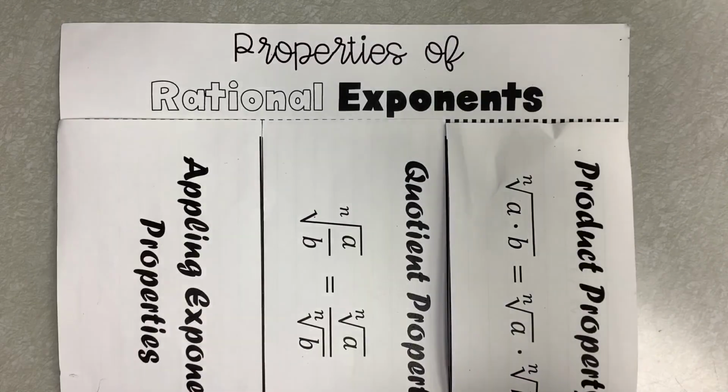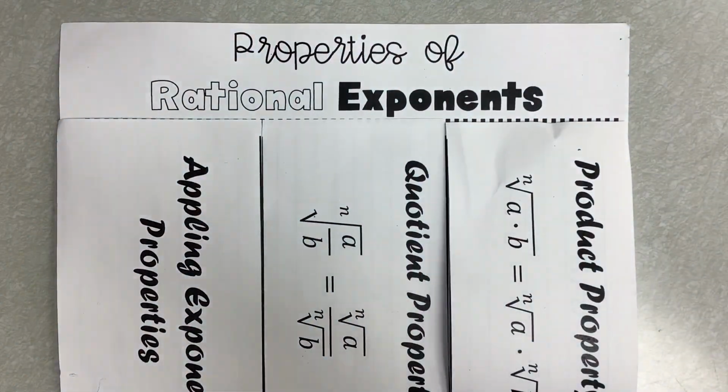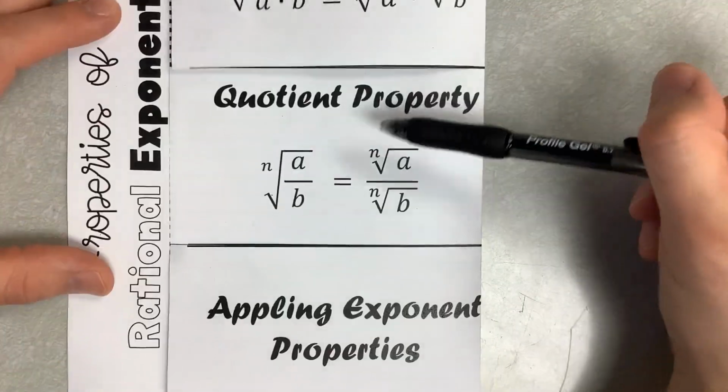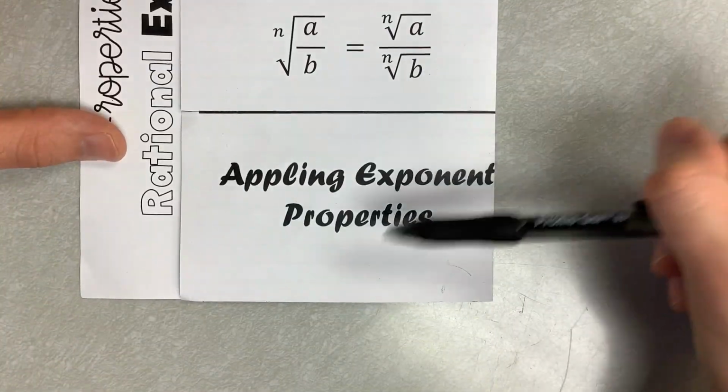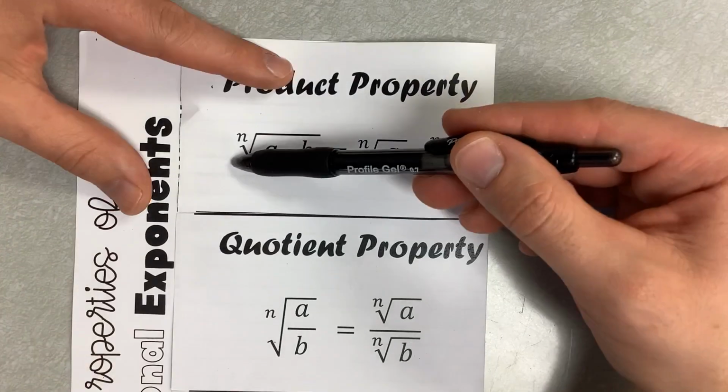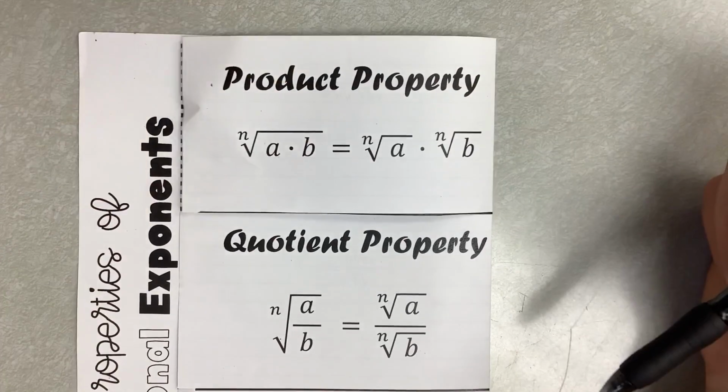All right, today, properties of rational exponents. So we're going to talk about a couple things here. We have the product property, quotient property, and then adding exponent property, okay? So again, we're doing radicals. This little weird looking house thing is called a radical.